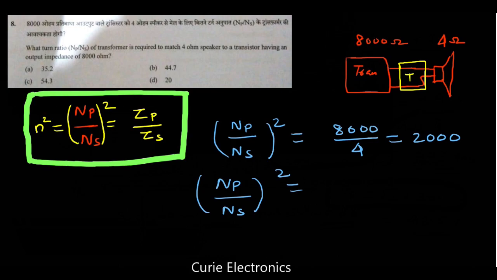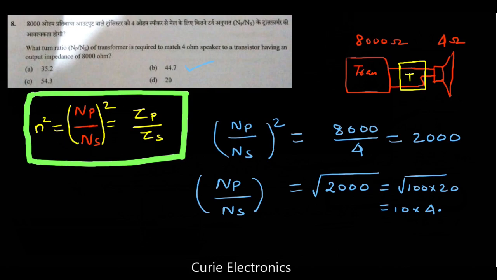Now we want the ratio of NP upon NS, right? So we will take the square root of 2000. This is the answer. So how can we write it? We can write it as square root of 100 multiplied by square root of 20. Square root of 100 we know is 10, sorry, 10. What about square root of 20? It should come 4 point something. So the answer is 44.7.